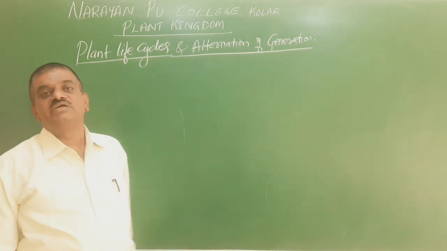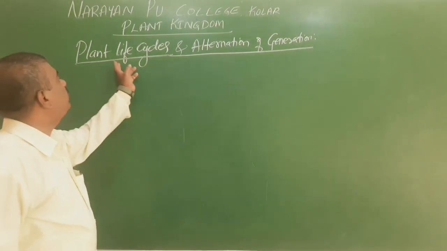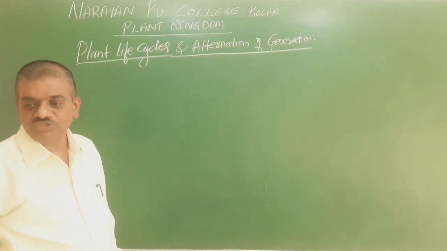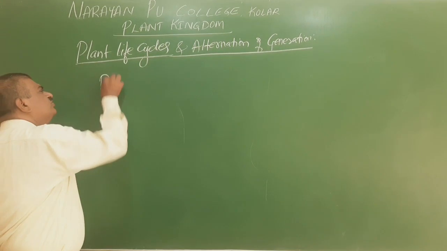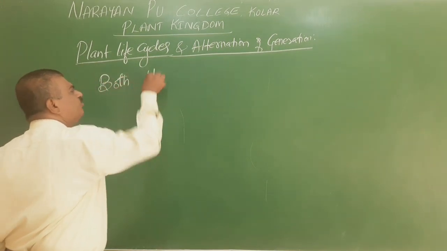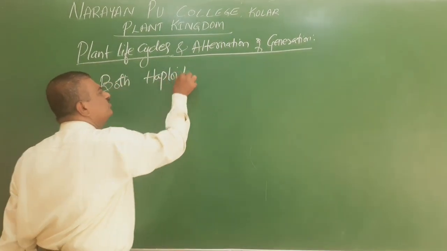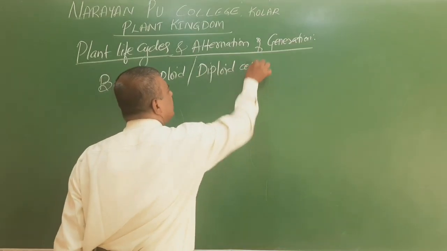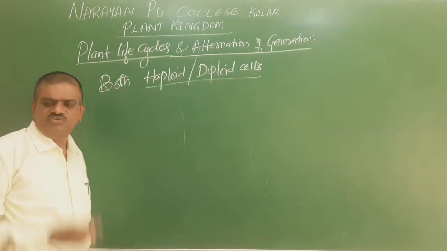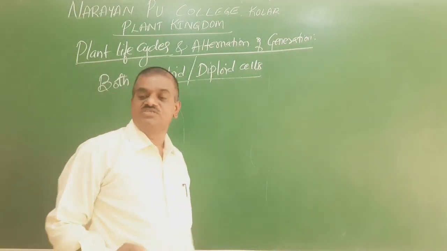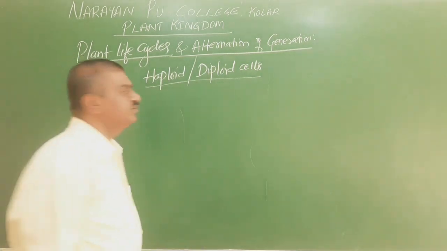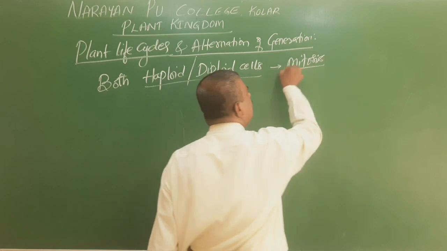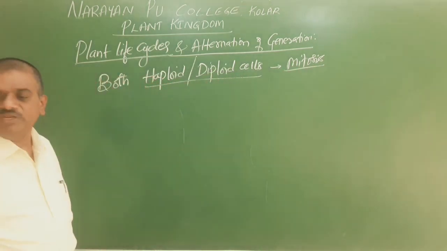So we are going for the next heading called plant life cycles and alternation of generation. Here we can see both haploid cells and diploid cells. There is a presence of haploid cells and diploid cells. These cells are divided by mitosis. In the presence of mitosis, the haploid cells and diploid cells are present.